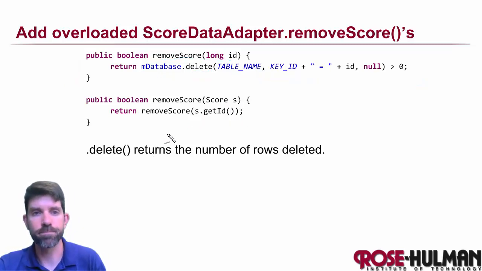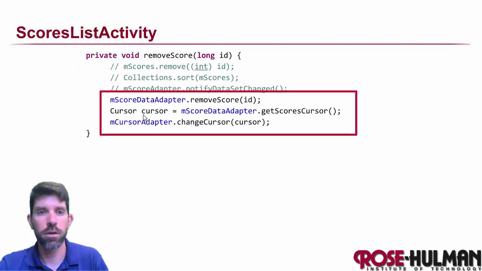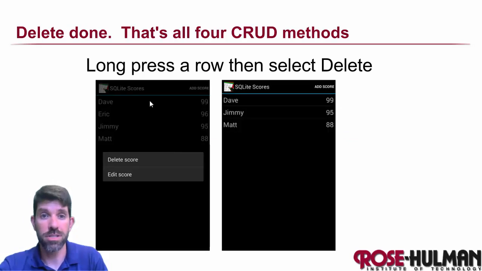Very cool. And of course, in our activity, we just did all this. We just chose to combine these two lines into one, but no problem. Call our remove score, and then have our cursor adapter change to the new cursor. All right, and that's pretty much it.